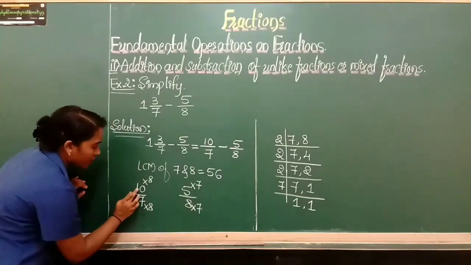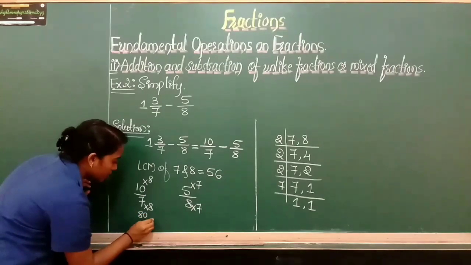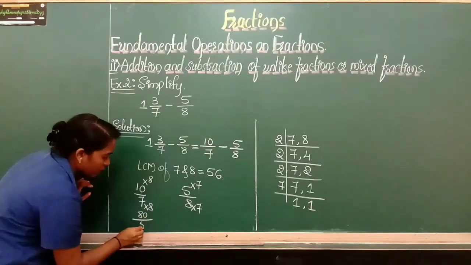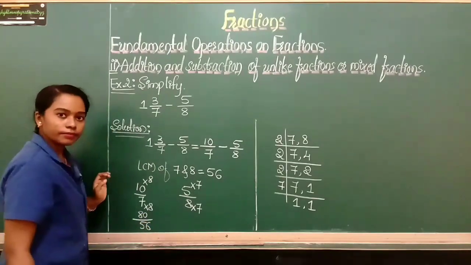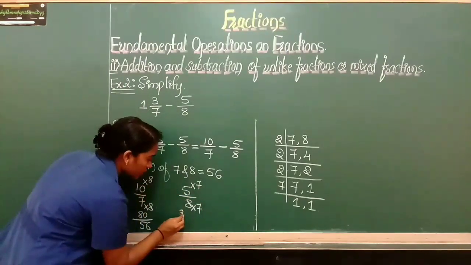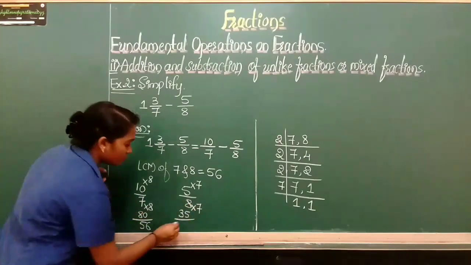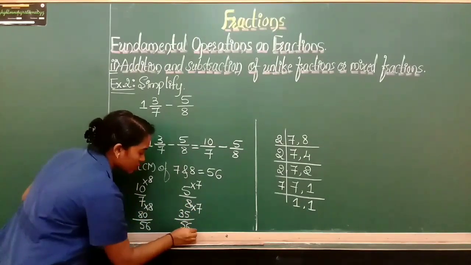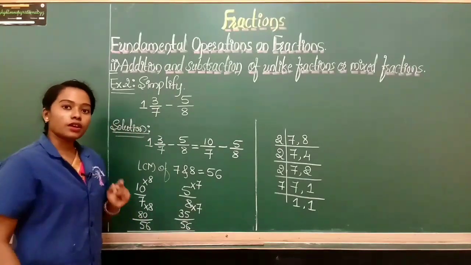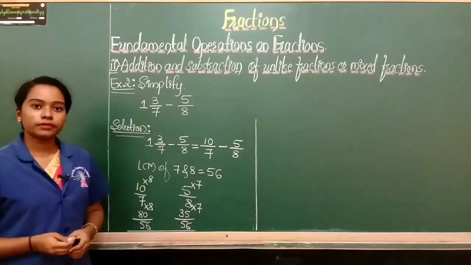See, now simplify. 10 into 8, it is equal to 80 upon 7 into 8, which is equal to 56. Come here. 5 into 7, which is equal to 35. 8 into 7, which is equal to 56. See here. These are like fractions. Now we have to subtract them.